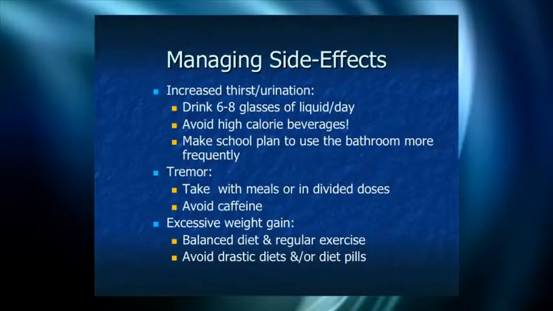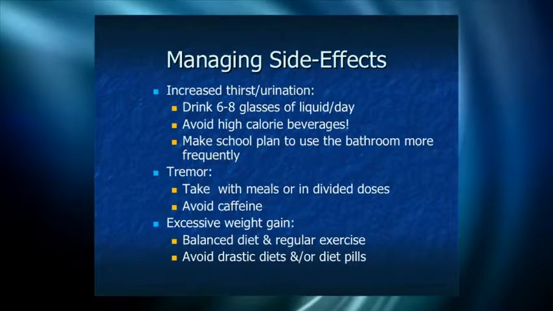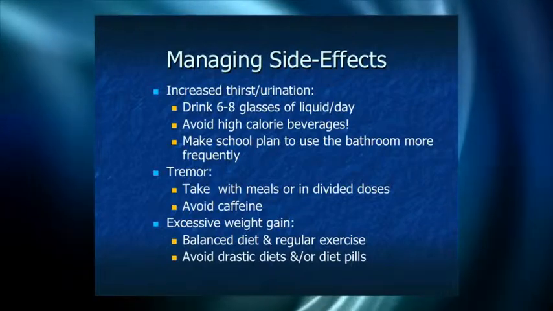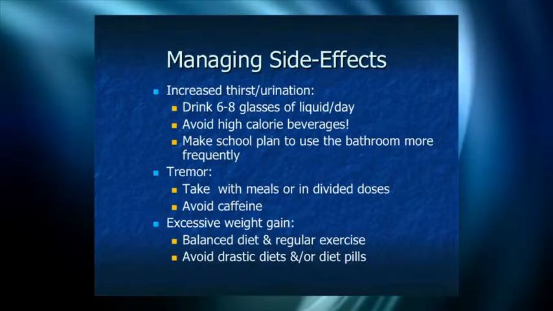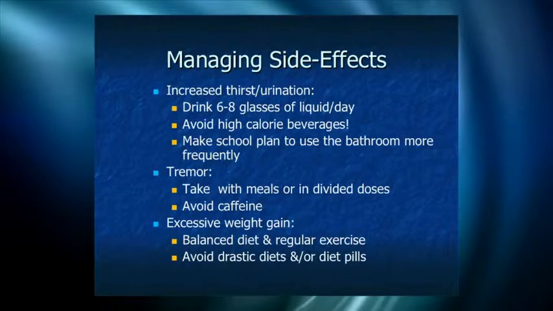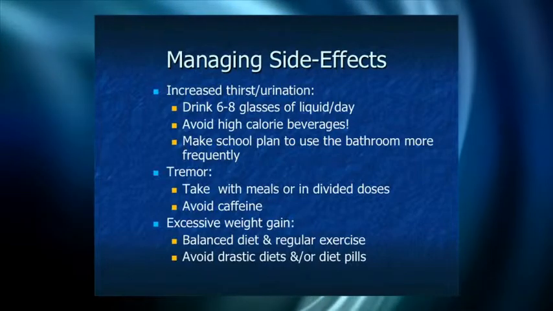How about that? Excessive weight gain, really common with our atypicals and mood stabilizers. Kids can really chunk out. It's not good for their body. It's not good for their mind. It's not good for their emotional self. We've had kids double in weight. It's amazing. So we really need to focus on balanced diet, regular exercise. We don't want kids doing drastic diets, diet pills, that sort of thing.